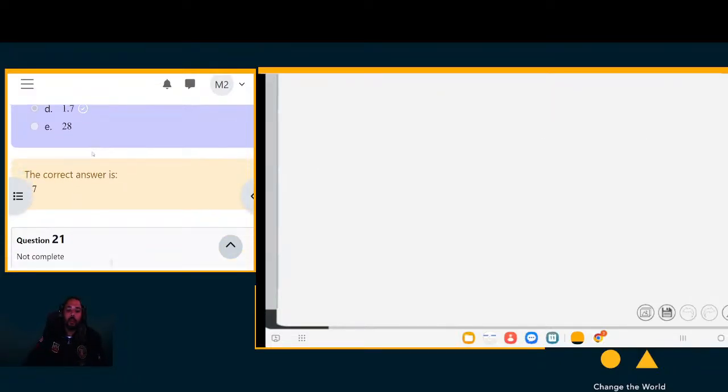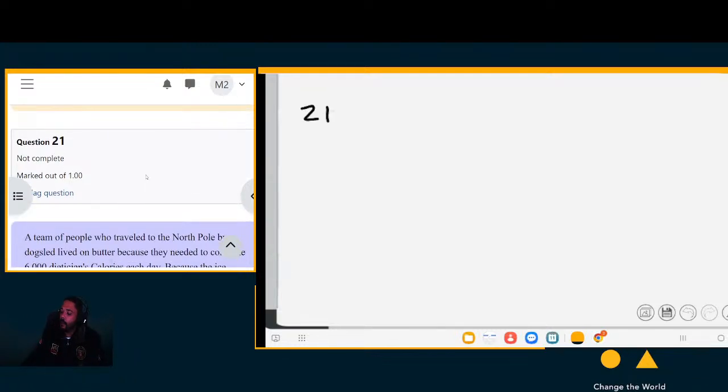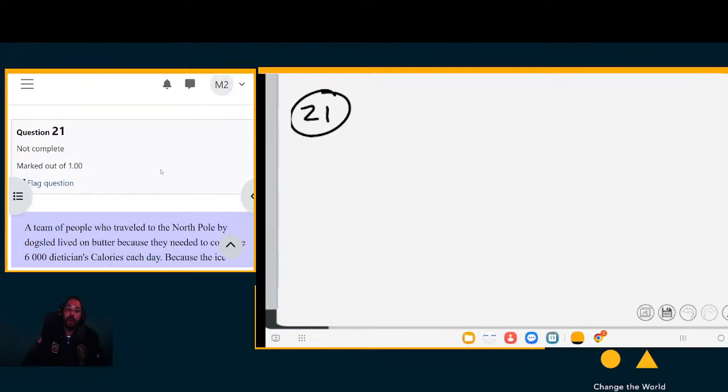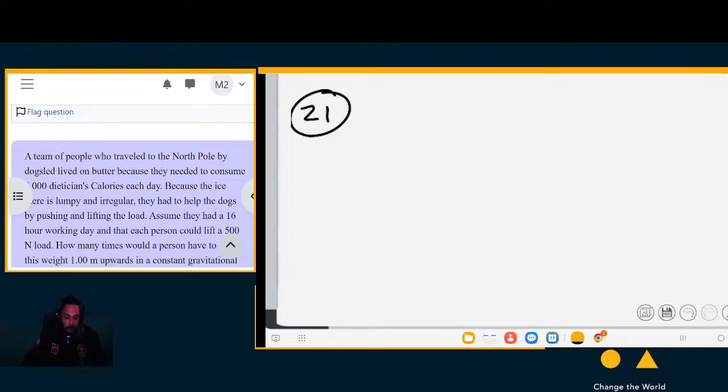Okay, now if I'm going too fast, you can just pause and then continue on your own, or work it out before by yourself. Okay, question 21. This is a very nice problem. Deals with some of the mechanics you have learned in the first semester.